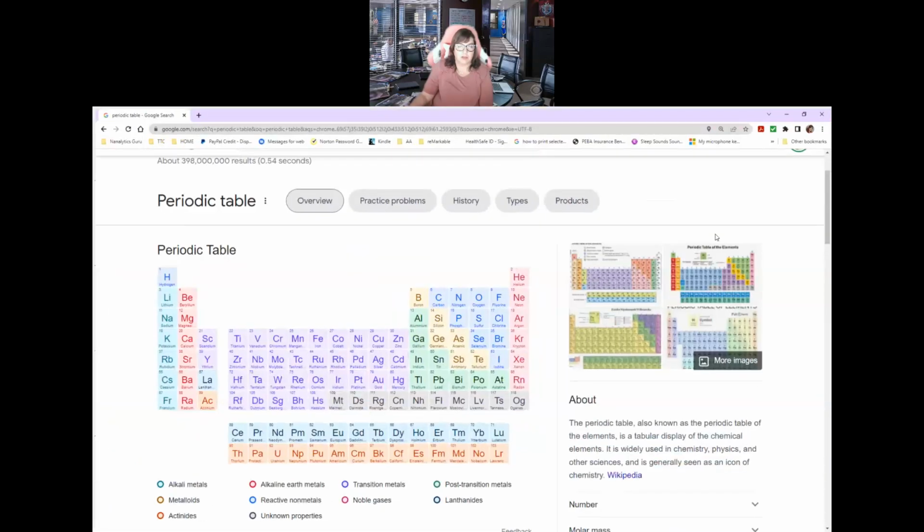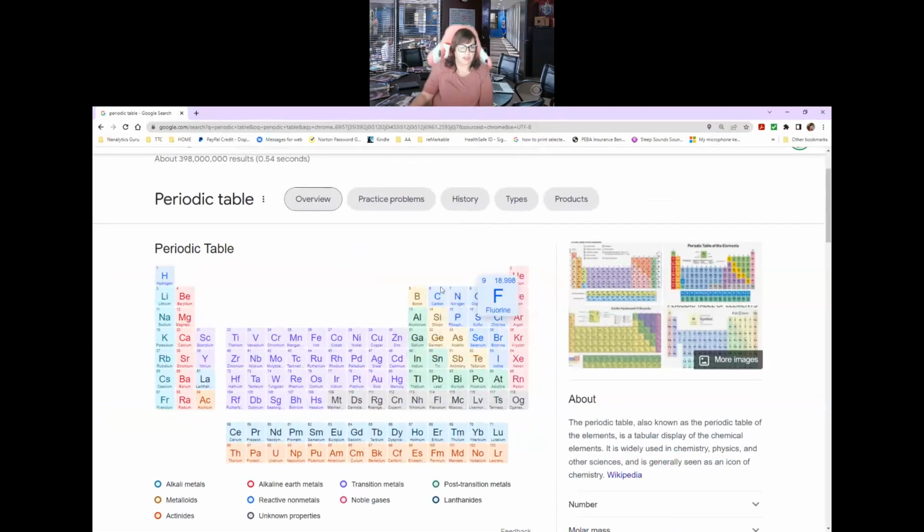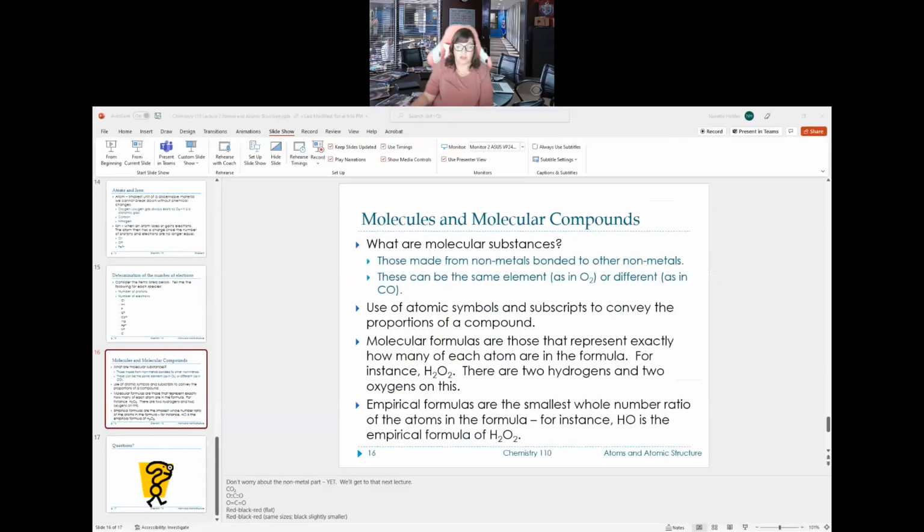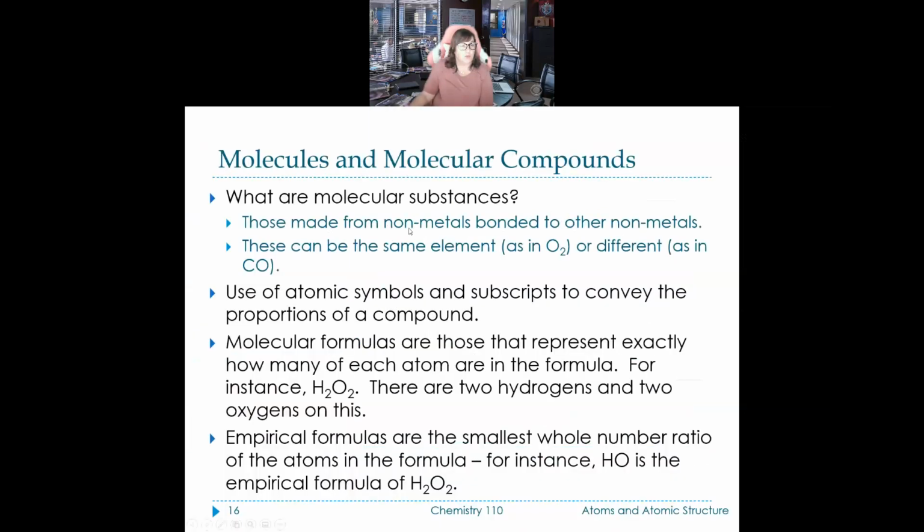When we talk about nonmetals, we're talking about this portion of the table over here. We'll talk about it again later, but that's what I'm talking about. When those kinds of things are bound together, that's a molecule and a molecular substance. They can be the same element bound to itself, such as oxygen, or they can be different things, as in CO or CO2. Then I have two different elements, and that's a molecular compound.